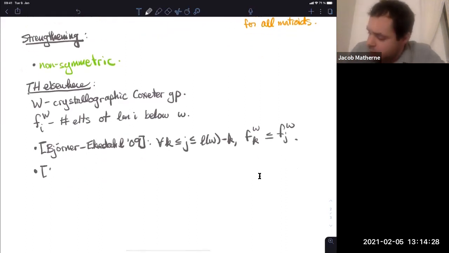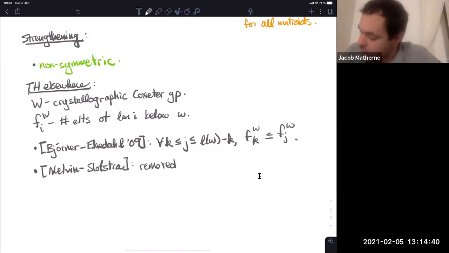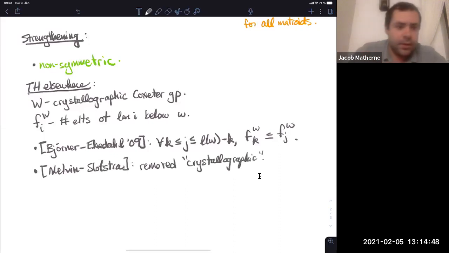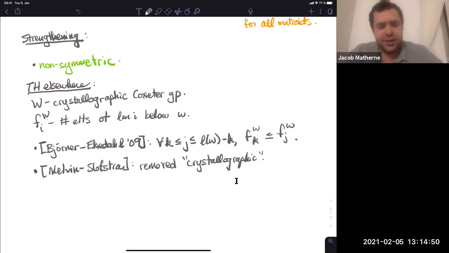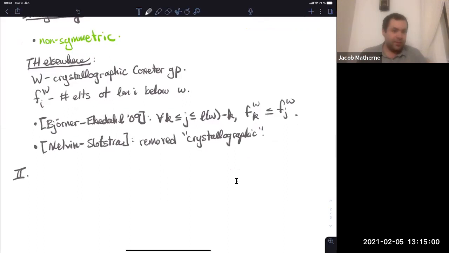And there's a paper that hasn't appeared yet, but these guys have been working on it for some time now, and I've seen the preprint. This is by Melvin and Slofstra. They use Soergel bimodules to remove the word crystallographic. Okay, so I don't think that's on the archive yet. Okay, so now let me just tell you about the proof in the case where we have hyperplane arrangements. So we can prove this geometrically.